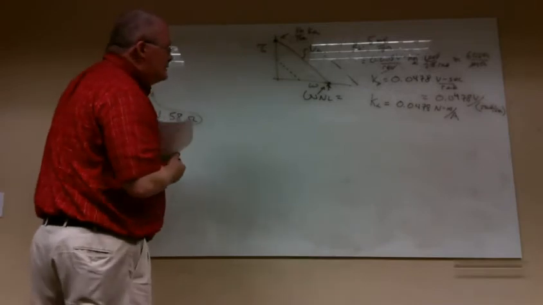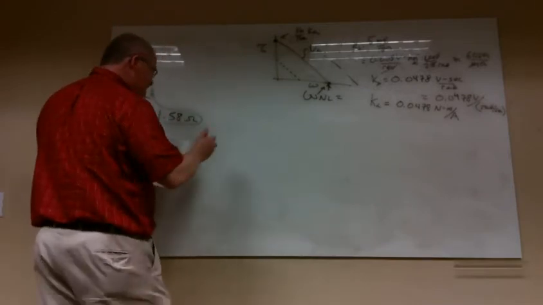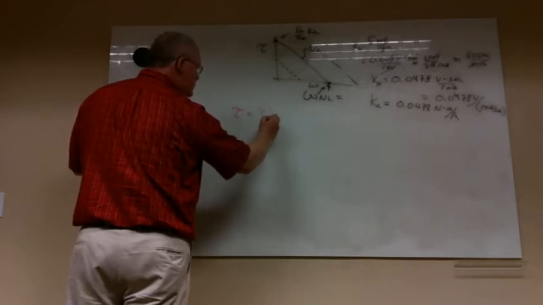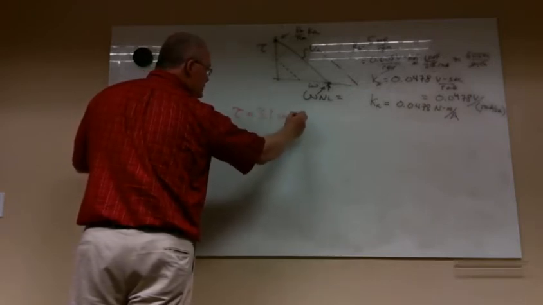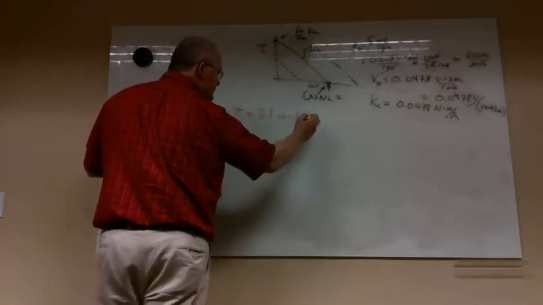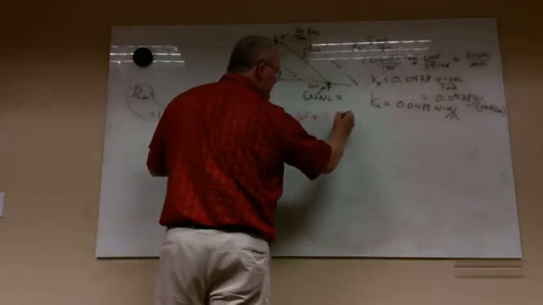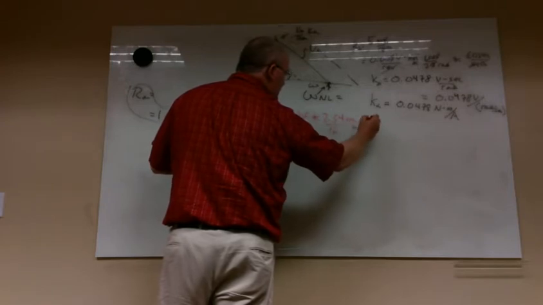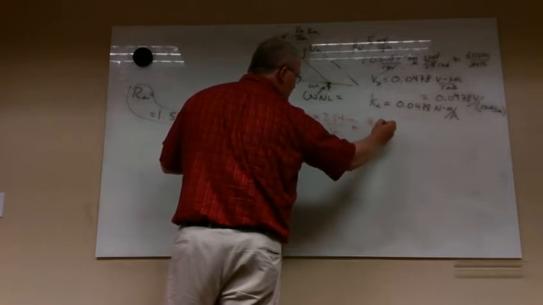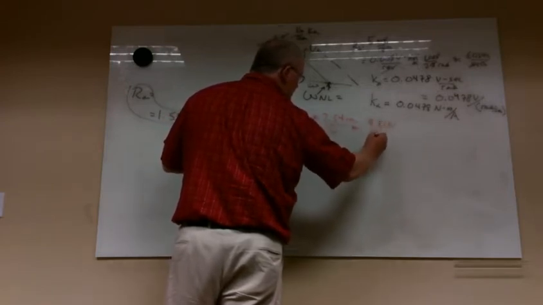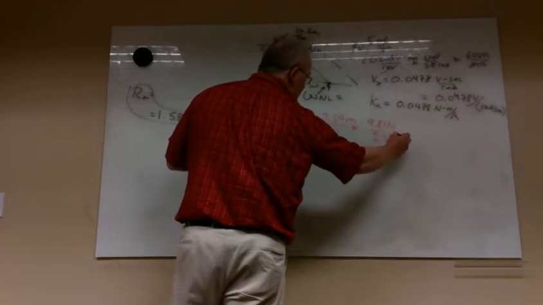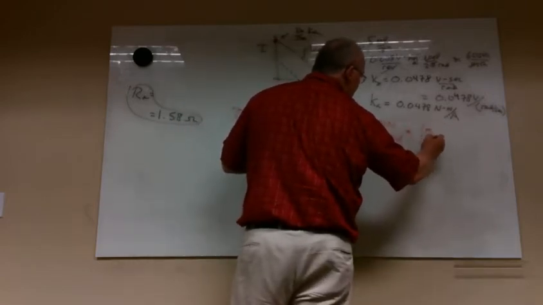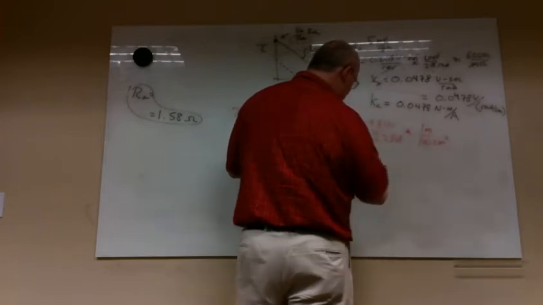So, let's see. Torque is equal to 3.1 inch-pounds force times 2.54 centimeters per inch times 9.81 newtons per 2.2 pounds force times 1 meter per 100 centimeters is equal to. So let's work that out.